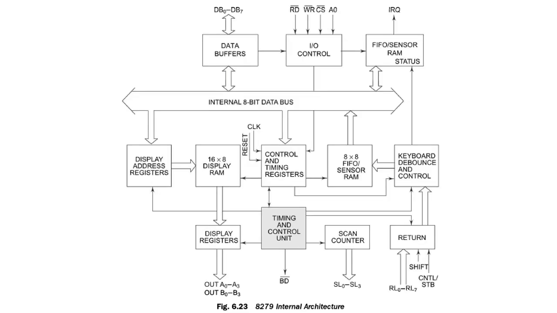This is the overall architecture of 8279. Here we have the internal data bus. This is the IO section. Here we have the display section. This is the timing and control unit and the control timing registers. Here we have the keyboard scanning section and the FIFO RAM. The FIFO sensor RAM status unit will send the interrupt request to the microprocessor. And here we have the display registers, the scan counter, etc. So this is the internal architecture of the 8279 keyboard display controller.